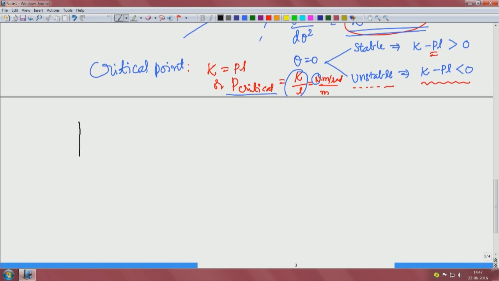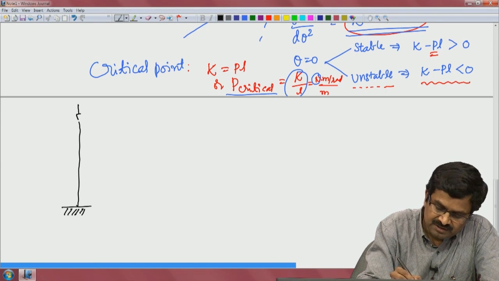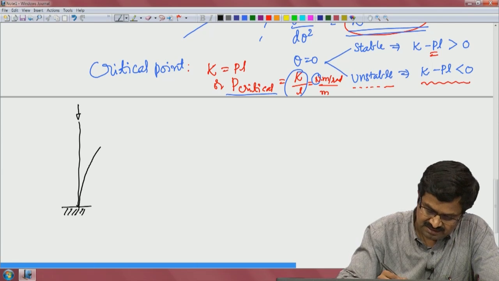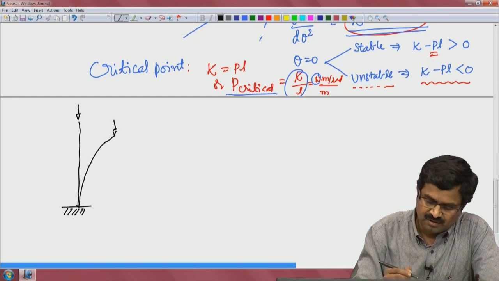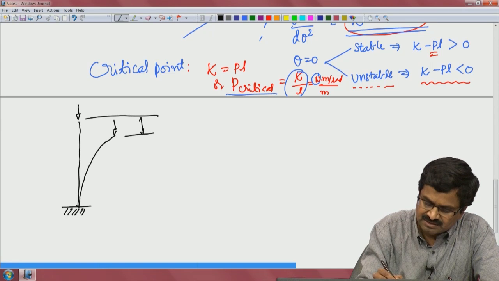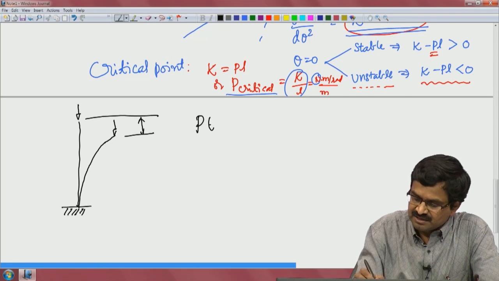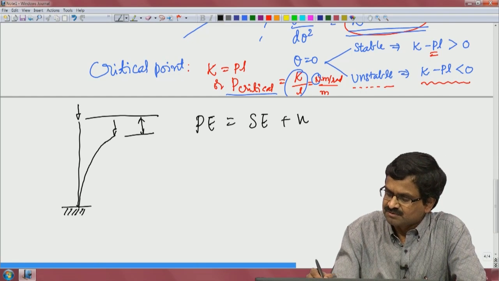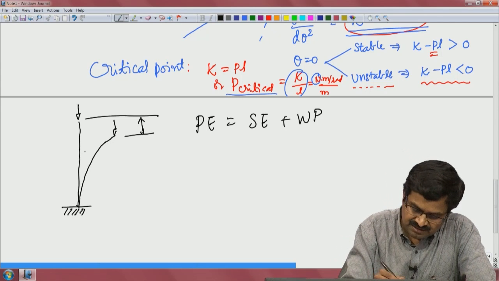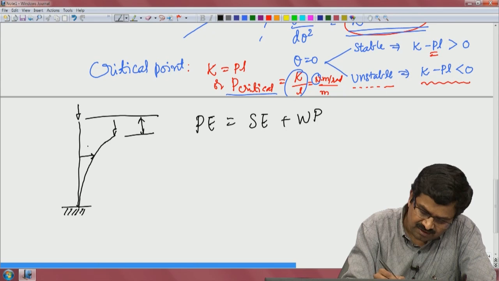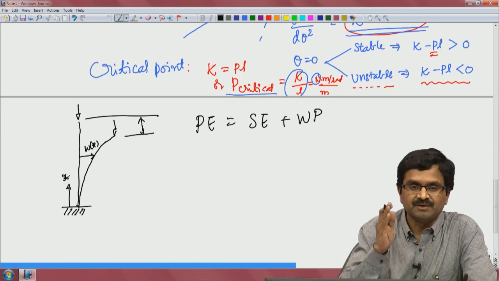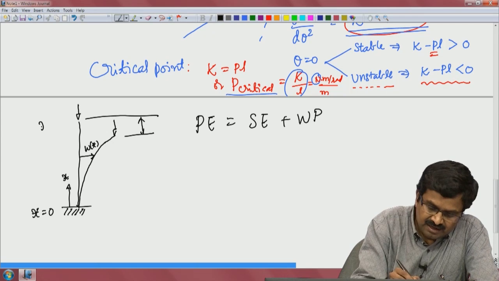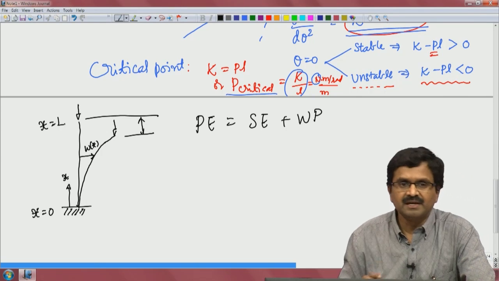If I have a column, I will not show two lines, I will just show it this way. There is a load on this. If it were to buckle, let us say it is fixed and free boundary conditions, so it has moved down something like that. We want to know how much this is, because we need that to write potential energy. We have strain energy plus work potential. For strain energy, I will call this displacement w of x. Here we are taking x like this. Normally we take horizontal, but for columns, we take the vertical. x is equal to 0 here, x is equal to L here, the length of the column.